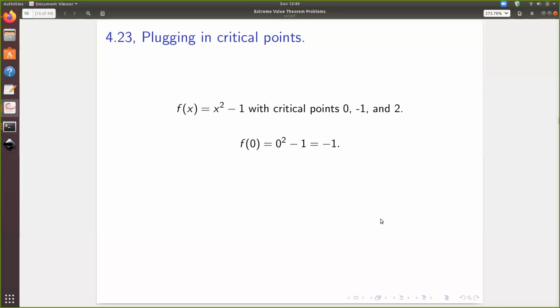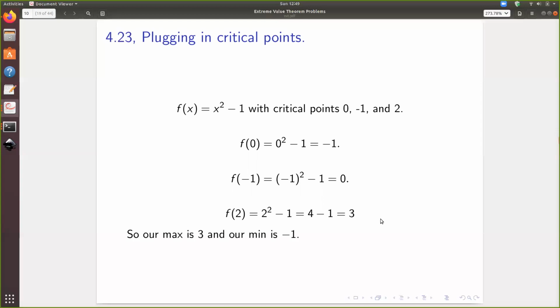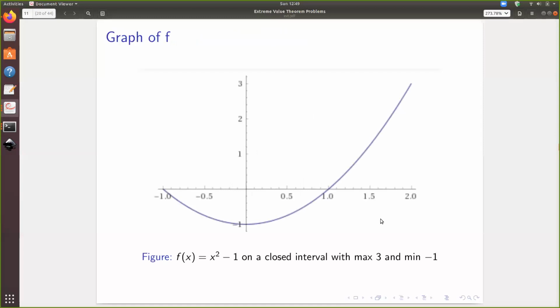So f of 0 is 0 squared minus 1, -1. F of -1 is (-1) squared minus 1. That's equal to 0. F of 2, 2 squared minus 1 equals 4 minus 1 equals 3. So what do we get? We get that our max is 3 and our min is -1. This time not on the endpoints though, which is nice. Gives a nicer looking example, which here it is.